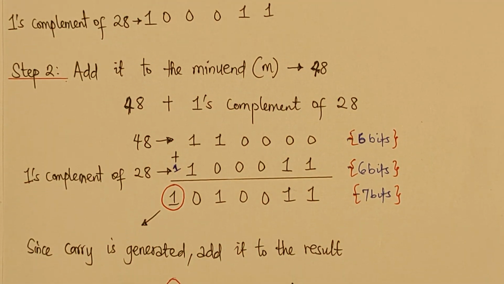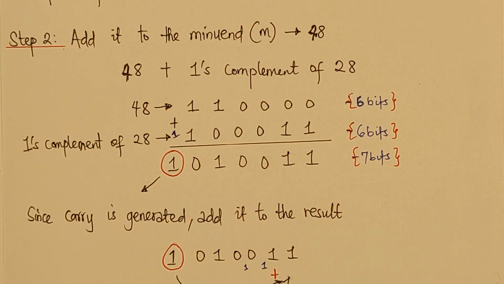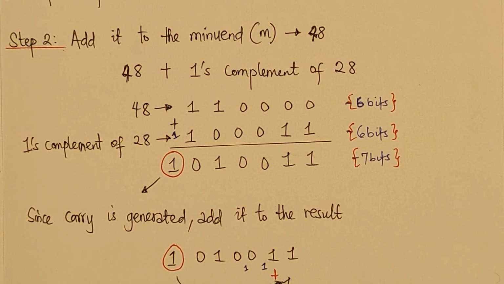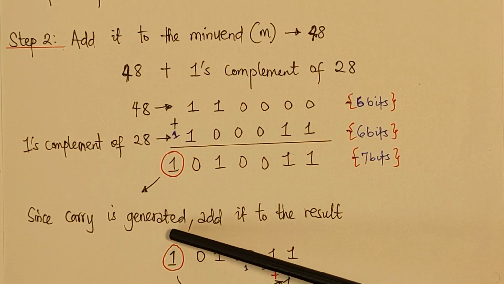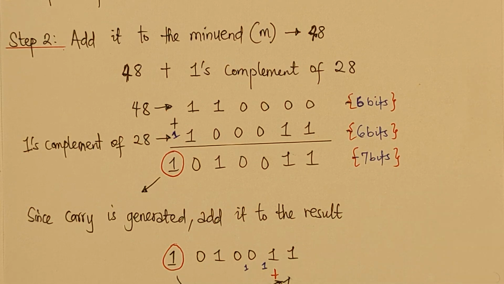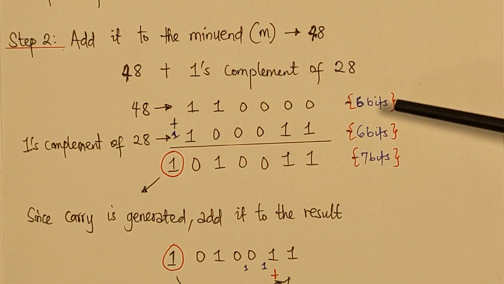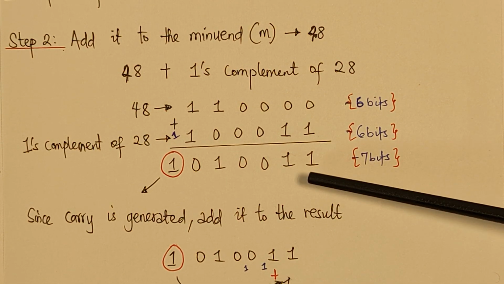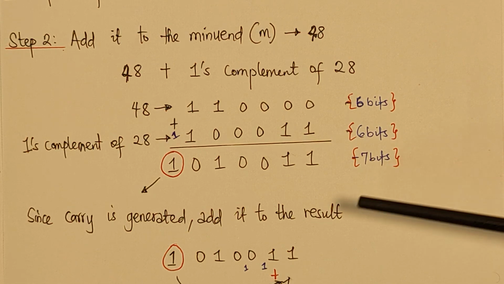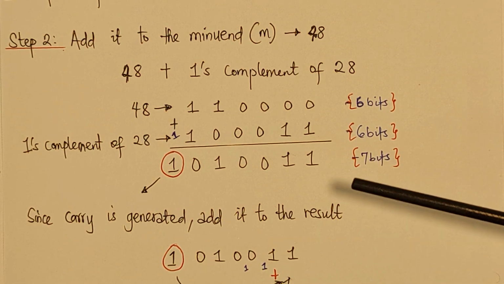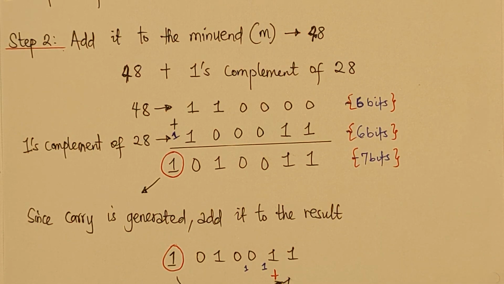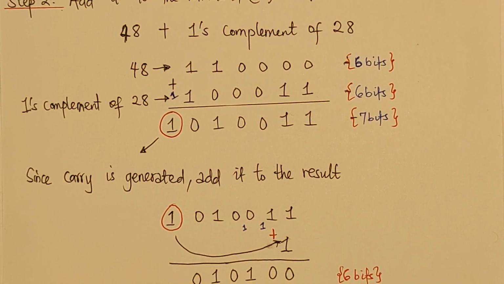Now, because we have 1, we need to look at step 3. Step 3 says, since carry is generated, add it to the result. Now, how do we know carry is generated? By counting the number of bits. So remember, in this case, we have 6 bits, 6 bits. But in this part, we have 7 bits. So it means there is a carry. So we have to properly put it back as 6 bits. What do we do? We just take that carry and add it to the result.